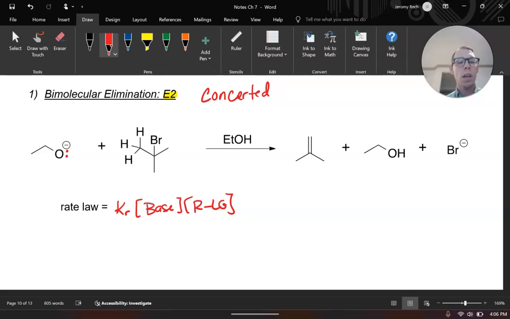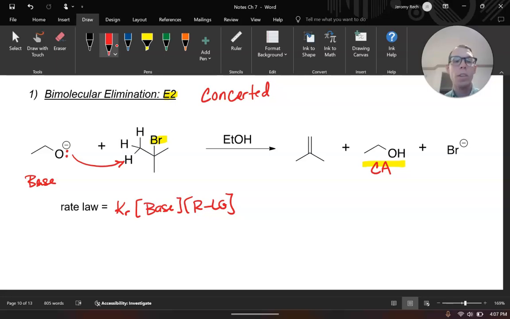So if we wanted to think about a mechanism, you're going to have a base, often with a negative charge. That is going to come and abstract a proton. That proton is going to be exactly one away from a leaving group, in this case a bromine. As it abstracts that proton to form a conjugate acid, which is just going to be the protonated base, which you'll see over here in ethanol, that would be your conjugate acid.